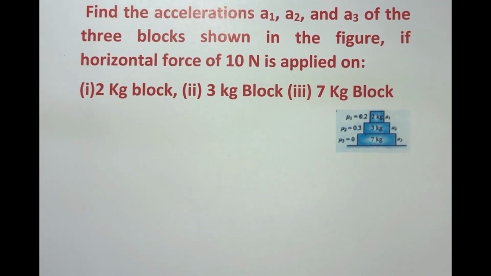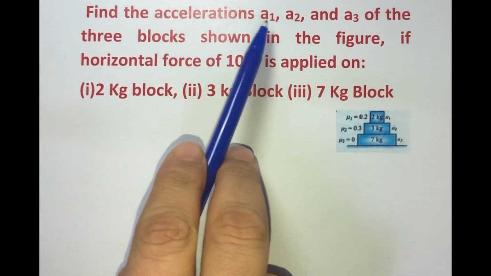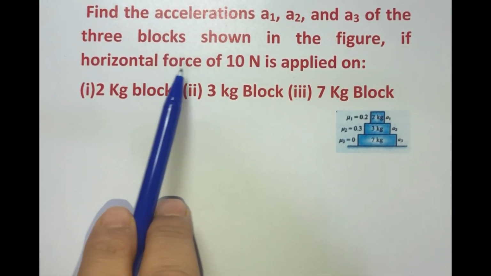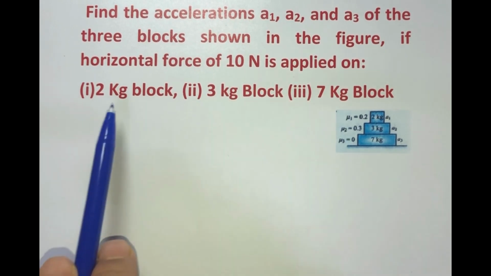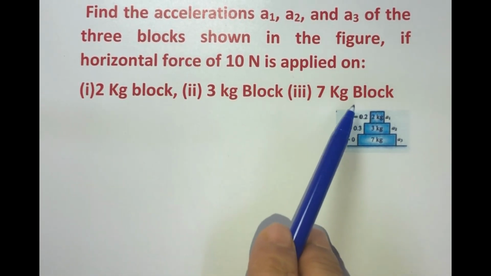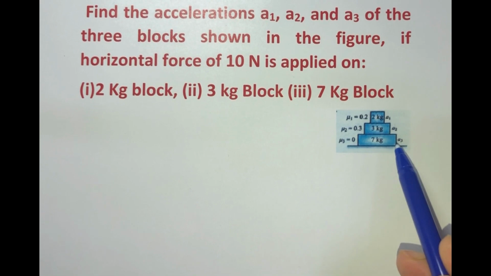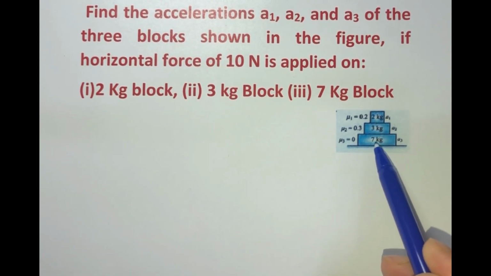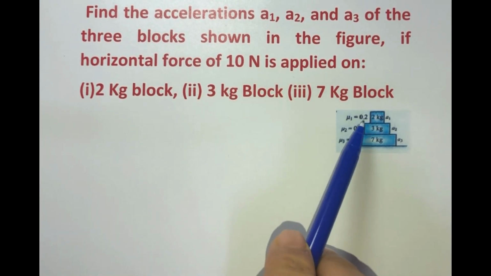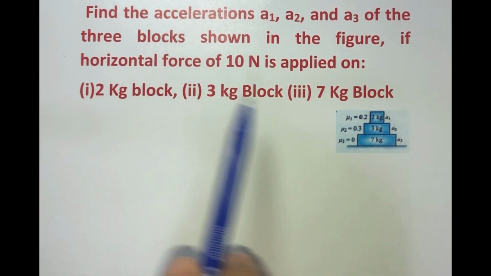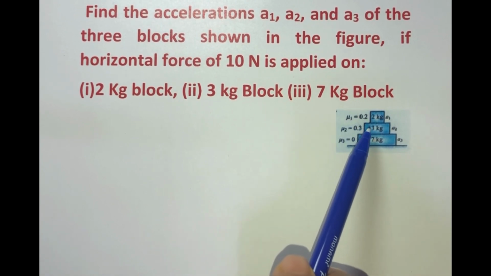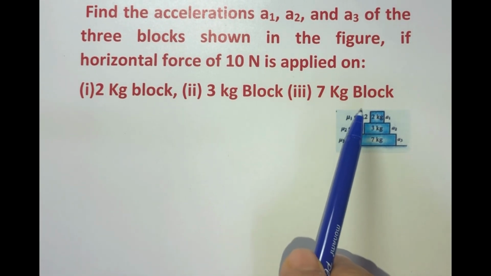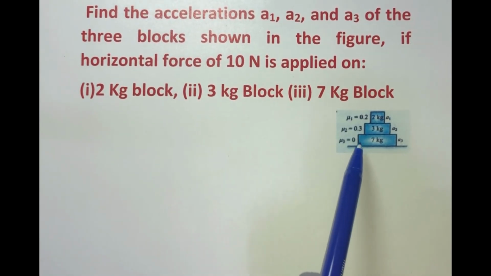Hello friends, so in today's question, find the acceleration a1, a2 and a3 of the three blocks shown in the figure if the horizontal force of 10 Newton is applied on 2 kg block, 3 kg block and 7 kg block. So this is the figure. These are 2, 3 and 7 kg, and we have to find out the acceleration a1, a2 and a3 when first the force is applied on 2 kg, in the second case on 3 kg, and in the third case when the force 10 Newton is being applied on the 7 kg block.